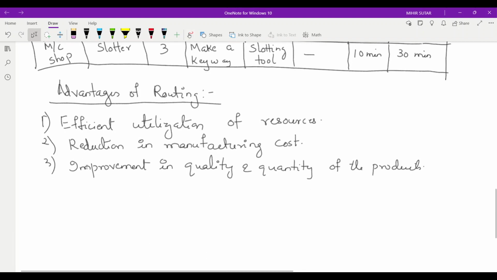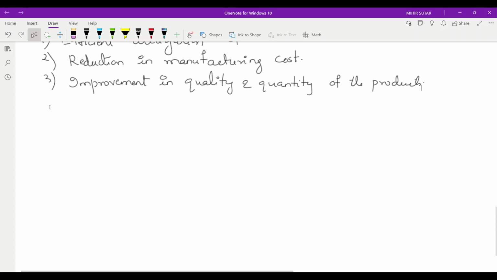Okay. Now the second most important term is scheduling. Routing is over now. Now it is scheduling. Schedule, I think you are very much acquainted with the word, means time. It deals with your time. In short, scheduling is when and where each operation will be performed, which is required for producing the product.